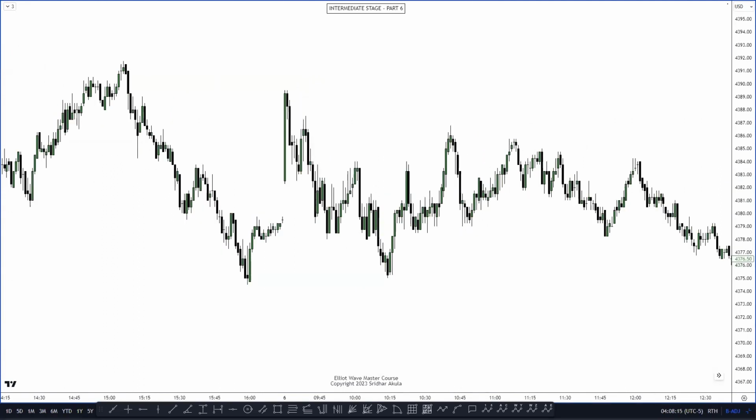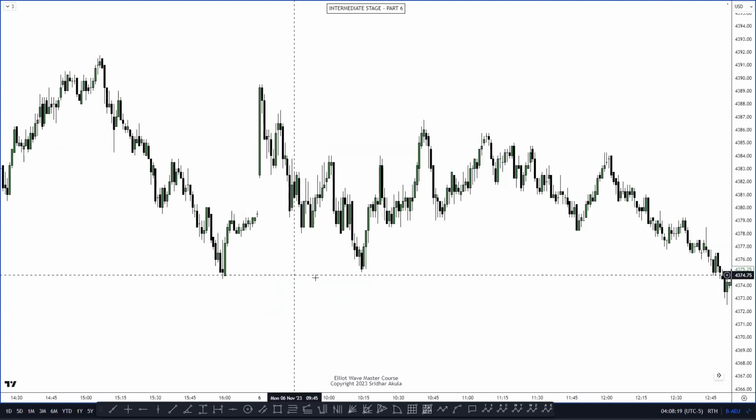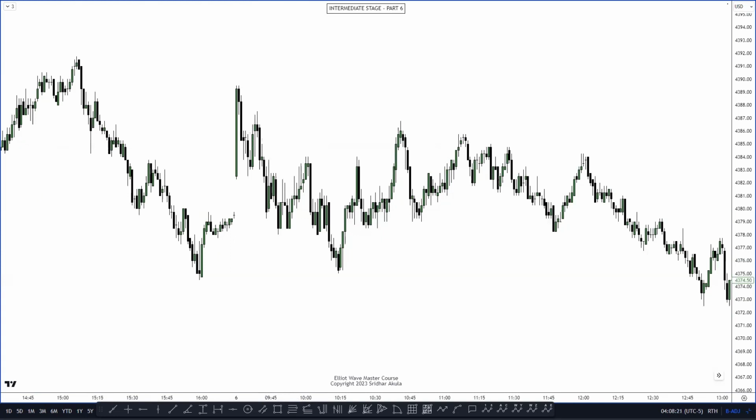Okay, so this is another example of a triangle. In this case, for you, it's not very hard to identify. You saw a first leg down move, first fast up move, here fast down move. So here itself you understood, yes, market is possible. It can form a triangle.